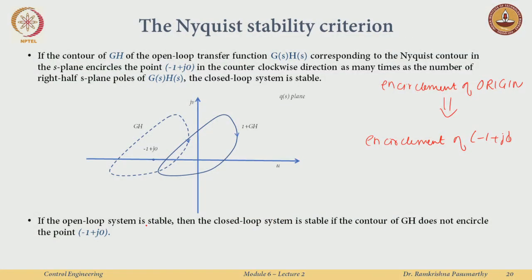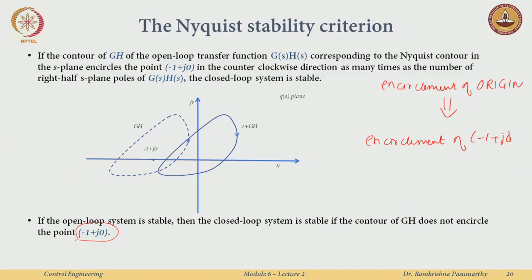So, if the open loop system is stable, again I am just rewriting all those things which I said, then the closed loop system is stable if the contour does not encircle the point minus 1 plus J0. Earlier I said if the open loop was stable, then the closed loop contour of 1 plus GH should not encircle the origin. Now if the open loop system is stable, the contour of GH should not encircle the point minus 1 plus J0. Just do a control C and control V, or control F, find and replace for origin. So now this is our point of interest, minus 1 plus J0.